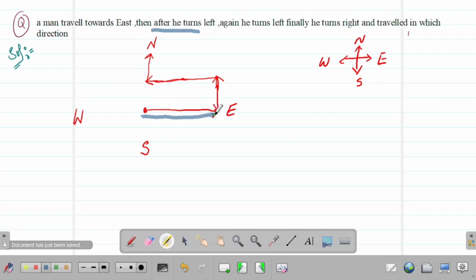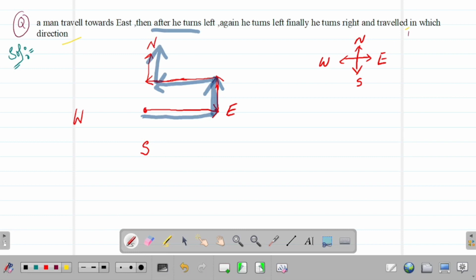Then after he turns left. This is left side. Then again he turns left. This is left here. Finally he turns right. This is right. So the question is, finally he is in which direction? This is the question. So he is in north direction. So this is your first question solution.